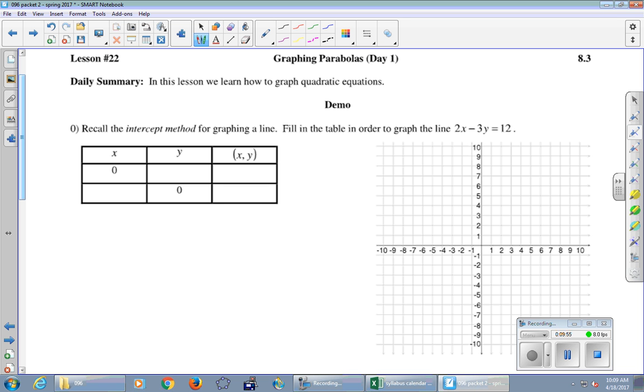The intercept method said, hey, if you want the y-intercept, you let x equal 0. So I've already pre-filled in here the 0 for the x. And so if you plug in 0 in that equation for the x, we go 2 times 0 minus 3 times y equals 12, right? And that's pretty easy to solve for y. So 2 times nothing is nothing, so we just get negative 3y equals 12. And how much is y? Negative 4. So that negative 4 goes right there.